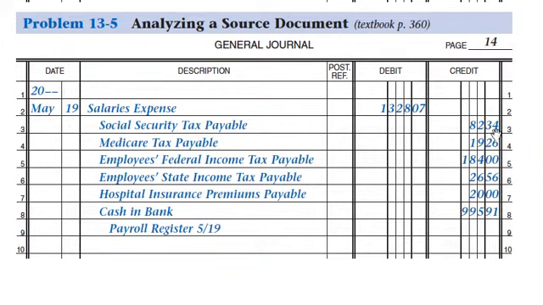And then the total for each of the columns for Social Security, Medicare, federal, state, hospital insurance, and if there's any other, will be listed in the credit column because they are payables, because they're debts that eventually we're going to pay out, as we described in the 13.4 video.